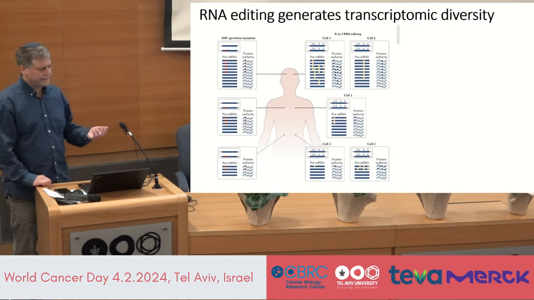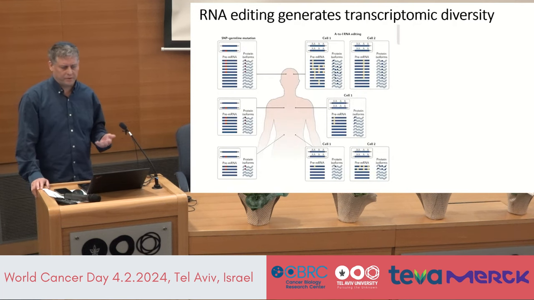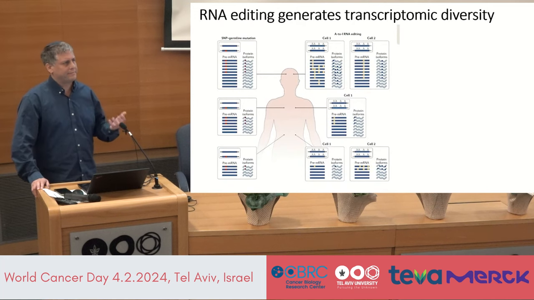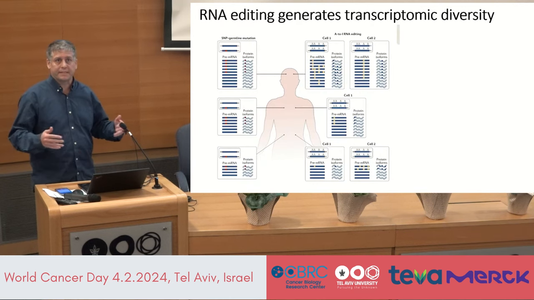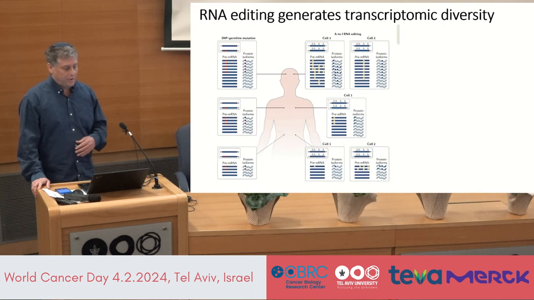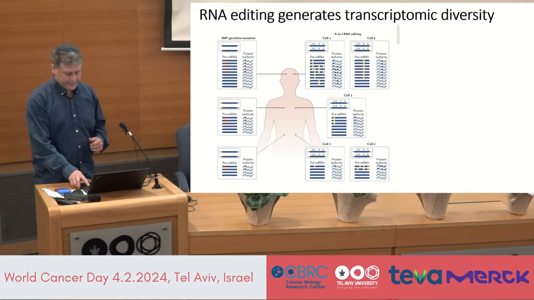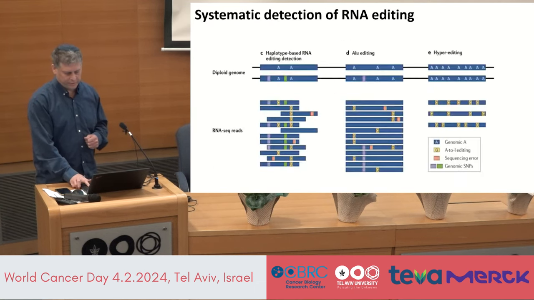So editing can generate transcriptomic diversity. If you have four sites in a gene, we can have 16 different isoforms of this gene, and they can be expressed at the same time in the same cell, in different tissues, or all together in the same cell. So it increases the transcriptomic diversity.